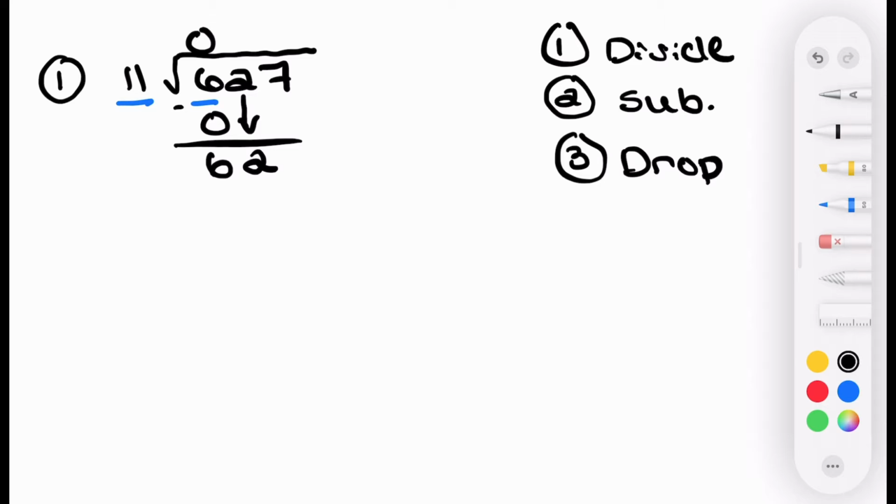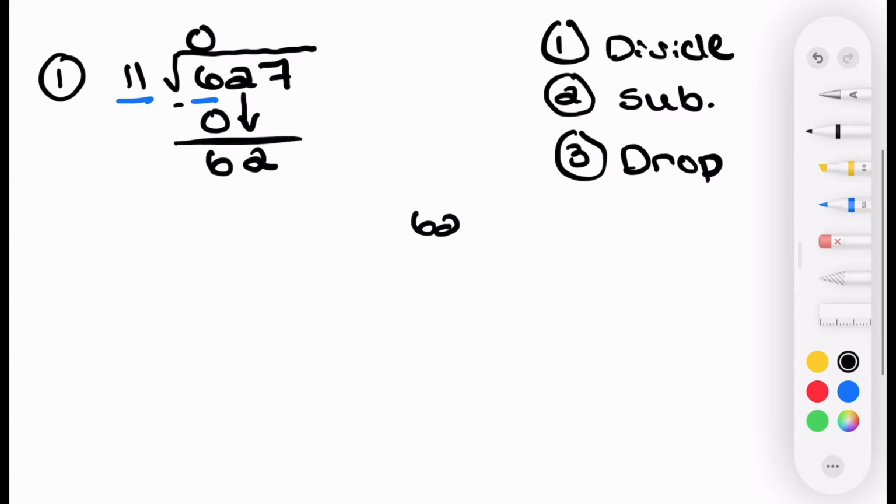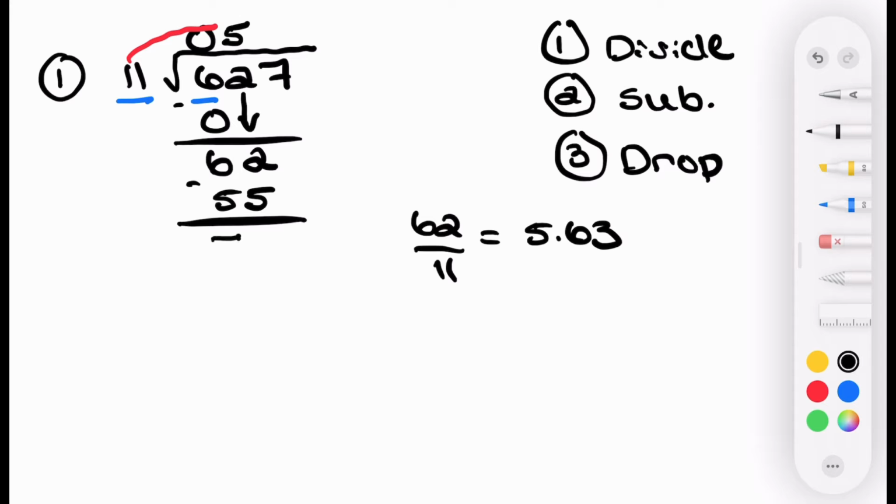So now we're back to division. 62 divided by 11 is going to give us, so let's write this over here, 62 divided by 11 is equal to 5.63. That's not quite 6, so all we're going to write in our quotient is 5. And then now we have to say, what's 5 times 11 is going to be our next number here. So that's 55, because 5 times 11 is 55. We go to step 2, which is subtract. When we subtract, 62 minus 55, that's 7. And then now we've got to drop the next digit, which is 7.